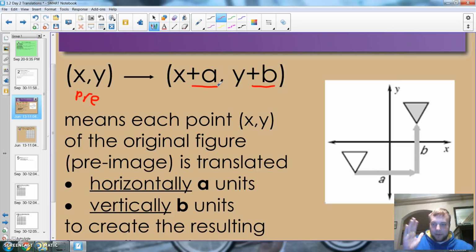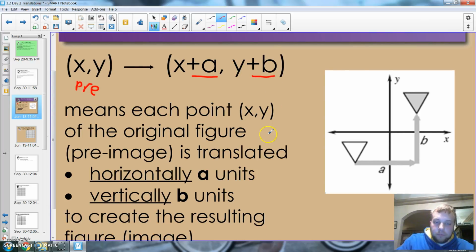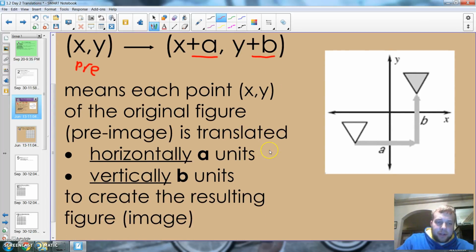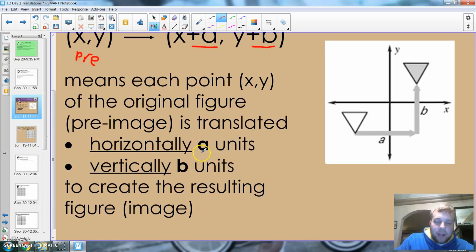All right, now imagine if we're moving it left or right, we're making adjustments to our x, right? Because x is left or right. If we are going up or down, we're making adjustments to our y. All right. And so you can fill this out here. It says, obviously horizontally we change the A units, which would be the one that's attached to the A. Remember, horizontally. And vertically is the B.